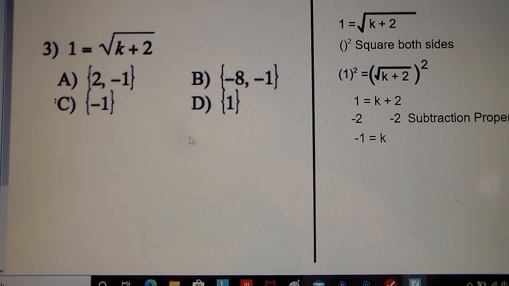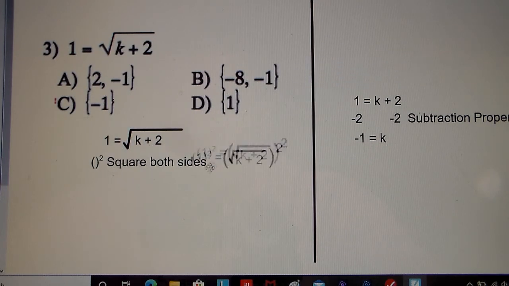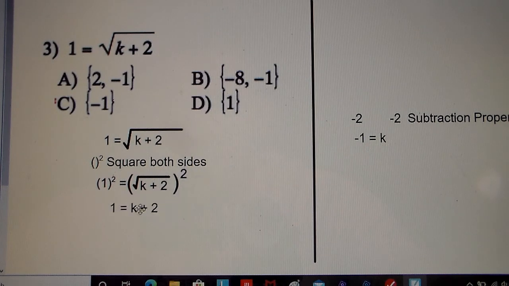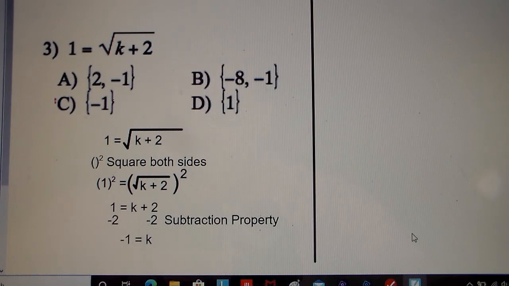Here's another one. We have 1 equals square root of k plus 2. So I rewrote my equation. I square both sides, so it looks like this. We have 1 squared is equal to the square root of k plus 2 squared. 1 equals k plus 2. I then subtract 2 from both sides of the equal sign, and we get k equals negative 1.